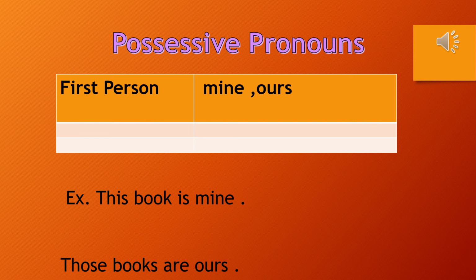In the first person, the possessive pronoun becomes mine. Like, this book is mine. The other word which is used in plural form is ours. For example, those books are ours. Means when we talk about plural, the possessive pronoun becomes ours, and in singular it is mine.